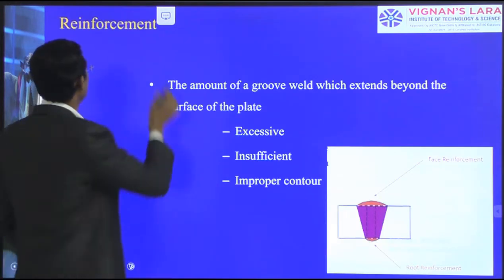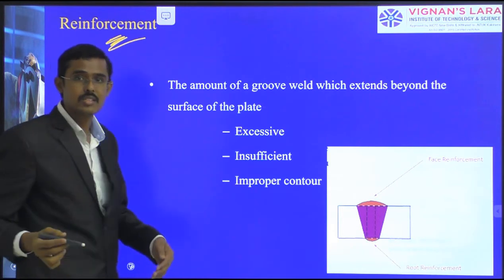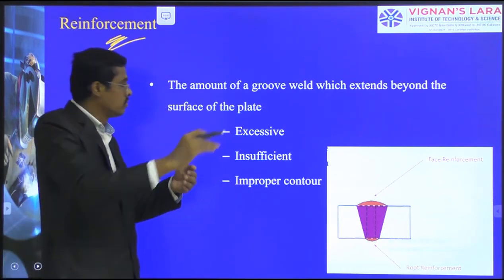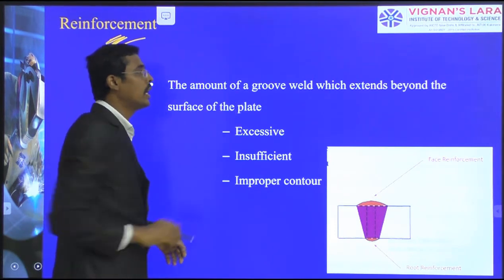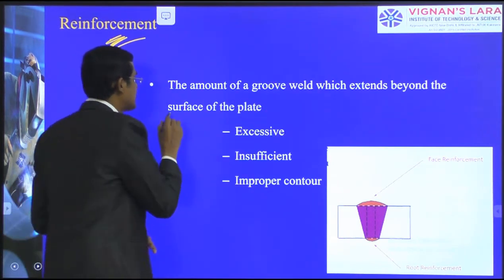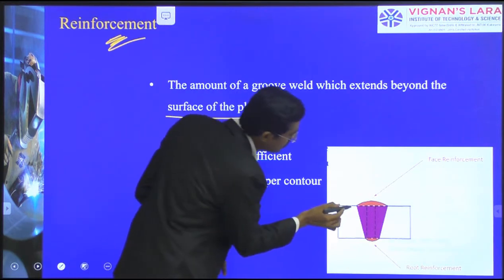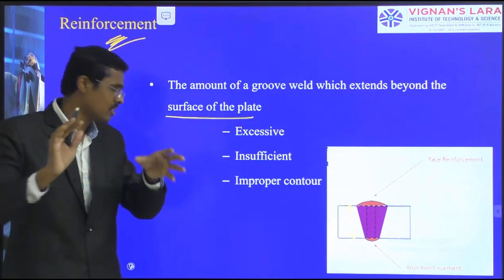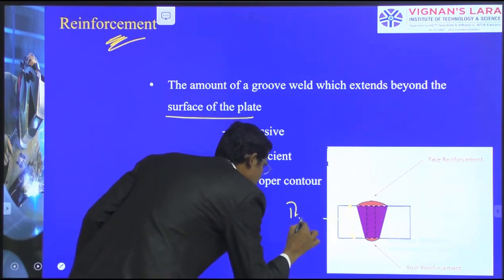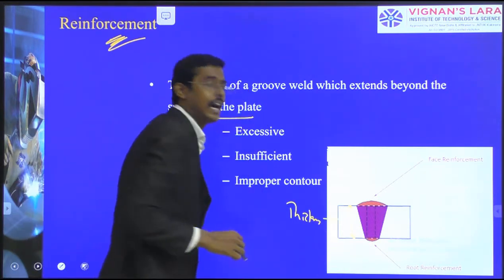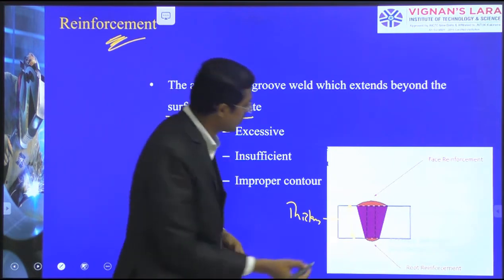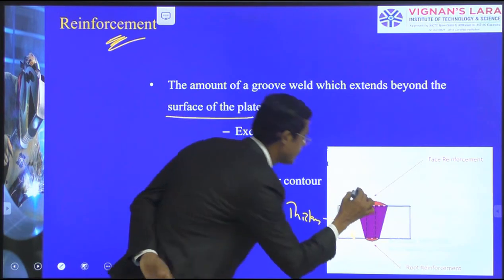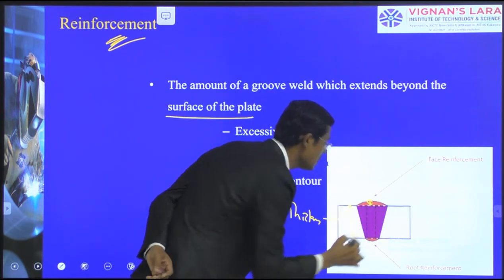Next I am coming to reinforcement. We have seen inside fusion and lack of fusion. Now for reinforcement, you have to see the top. See, the amount of groove weld which extends beyond the surface of the plate. So we know this is the height. This is the thickness of the plate, 10 mm, 20 mm. And then what we name is reinforcement. You see, this zone is called reinforcement. This height we name as reinforcement.